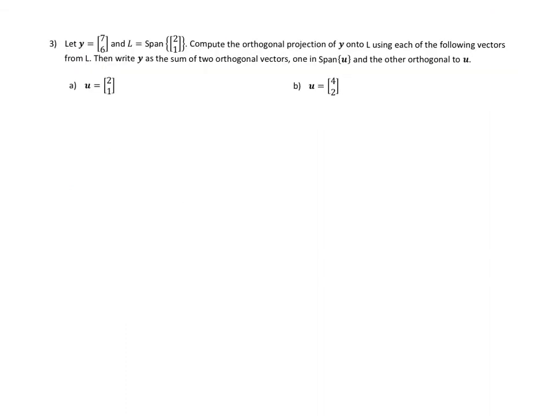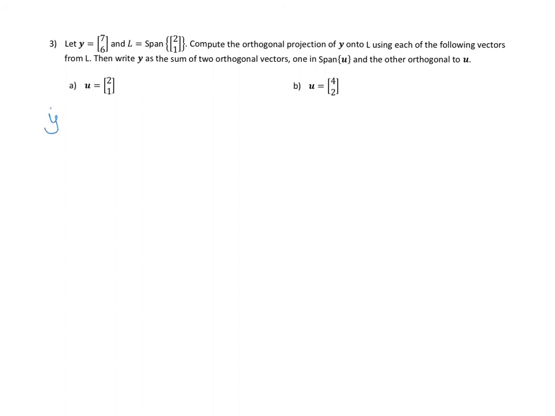Okay, do another one. Y is the vector 7, 6. L is the span of the vector 2, 1, so all multiples of the vector 2, 1, which would be a line in R2. We're going to compute the orthogonal projection of y onto L using each of the following vectors from L. So I picked two different vectors from the span of 2, 1: 2, 1 and 4, 2. So this is to show you that you can use either one. You'll get the same thing for y hat.